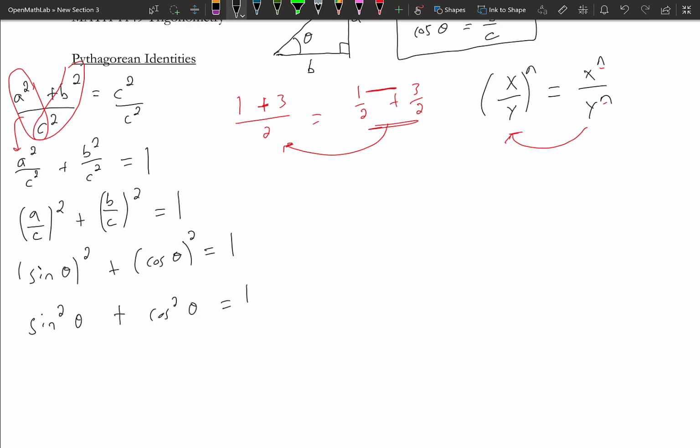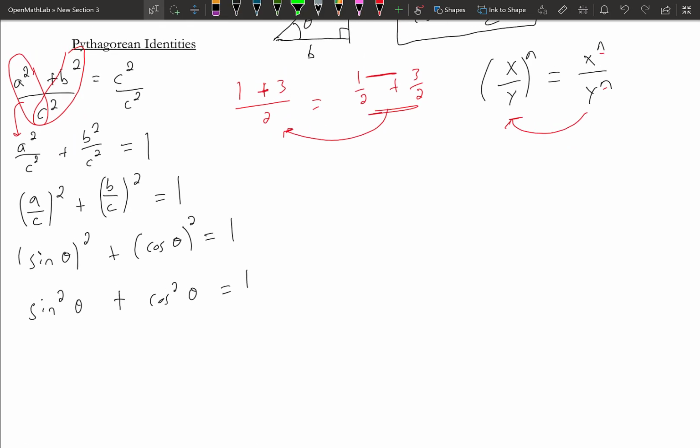The reason we write it like this is so it doesn't get confusing if the square is for the angle measure or for the whole thing. So whenever you see sine squared theta, that means sine theta, the whole expression, being squared. So this is one of the Pythagorean identities.